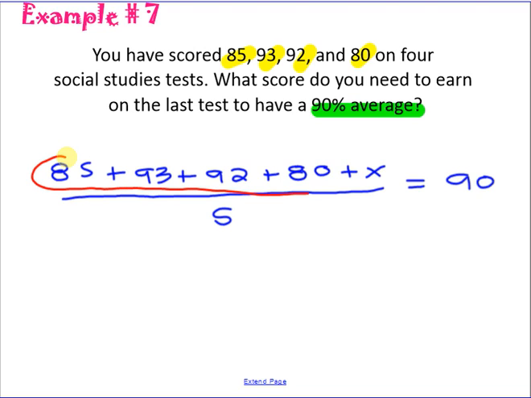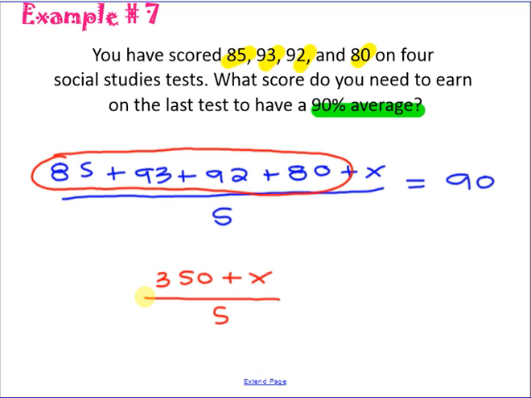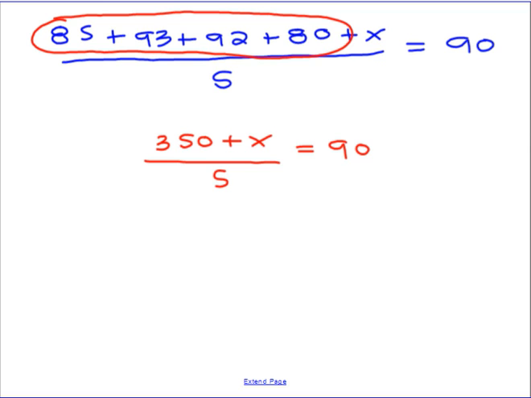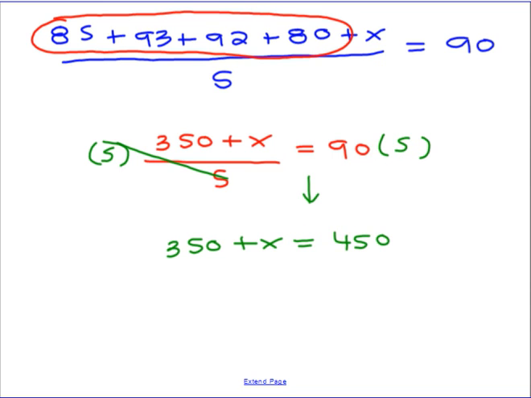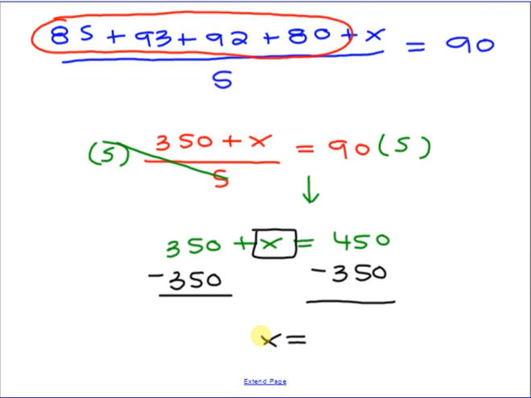Let's simplify the numerator. So we're going to do 85 plus 93 plus 92 plus 80. So that's going to equal 350 plus x divided by 5 equals 90. The next thing we need to do is get rid of this denominator. It's divided by 5, so we're going to multiply both sides by 5. This cancels, so we're going to bring down 350 plus x. We're going to bring down our equals, and 90 times 5 is 450. And now all we're going to do is solve for x. So we're going to box our variable, minus 350 minus 350, x equals 100.